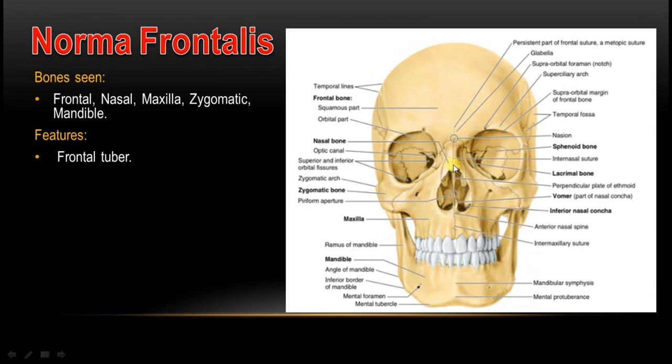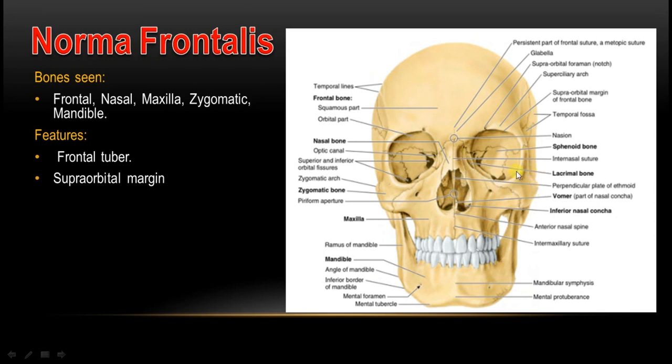Then the next bone you are able to see here is the nasal bone. The nasal bones articulate in the center by the internasal suture, and they articulate with the nasal process of the frontal bone, forming the frontonasal suture. This is the internasal suture, and this is the frontonasal suture, the articulation between the frontal and the nasal bones. You are able to see that.